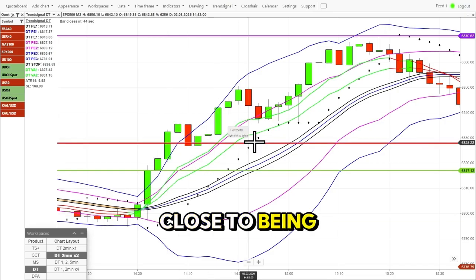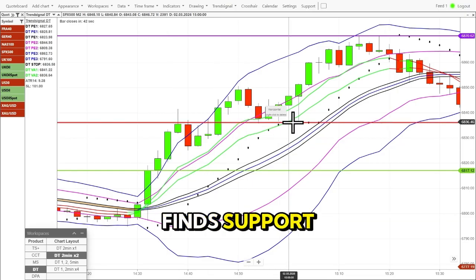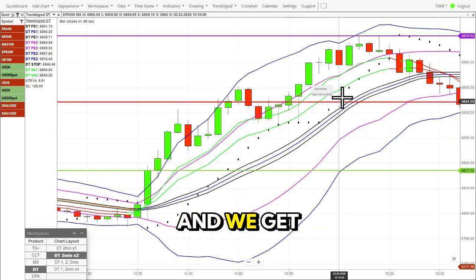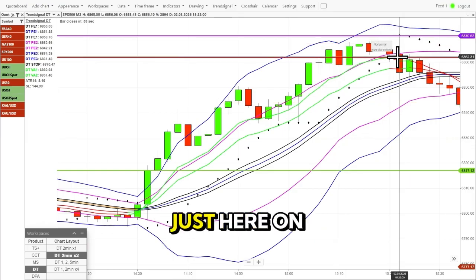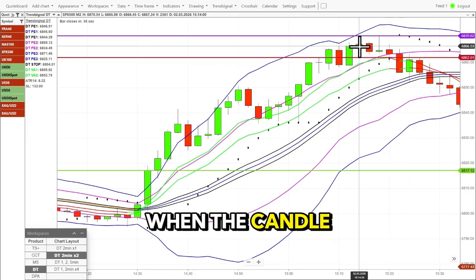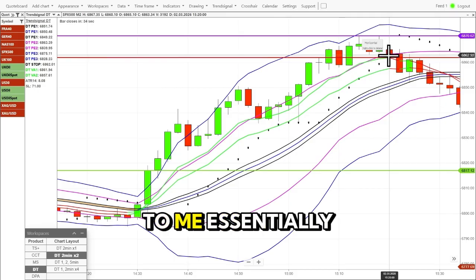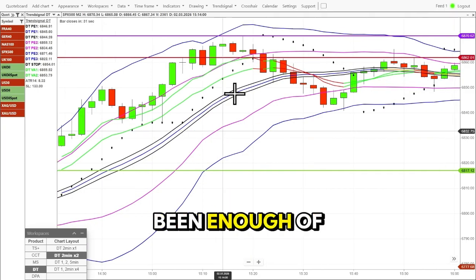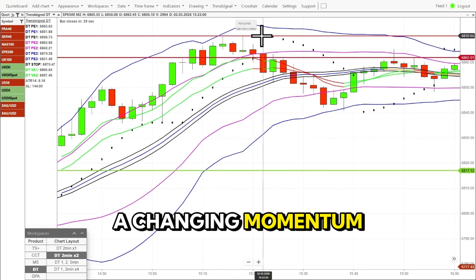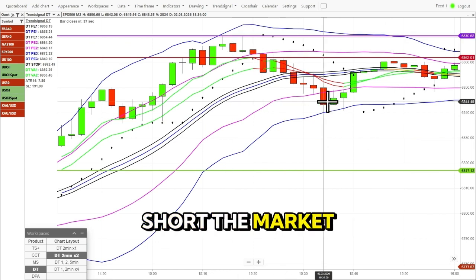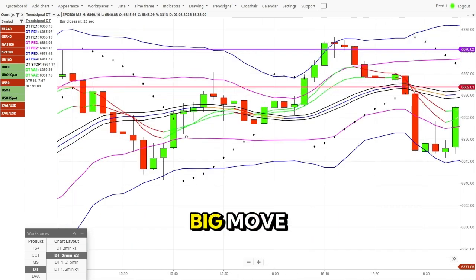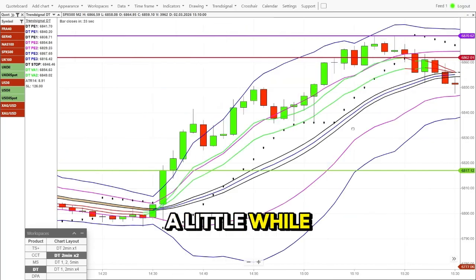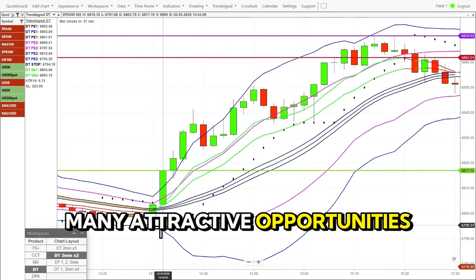We get pretty close to being stopped out, but the market finds support. We continue to move up, and we get our final exit just here on this red candle when the live price comes back down to me. Essentially what I'm telling you is that there's been enough of a turnover, a change in momentum to now start to look to short the market. And what happens in this case, because it's a big move, it just ends up consolidating for a little while, not giving too many attractive opportunities really.